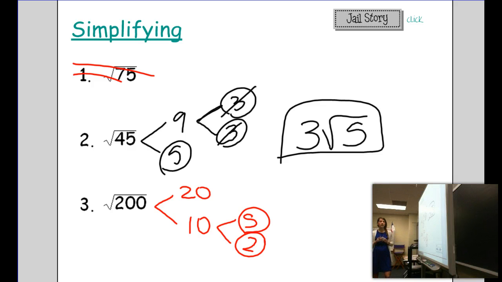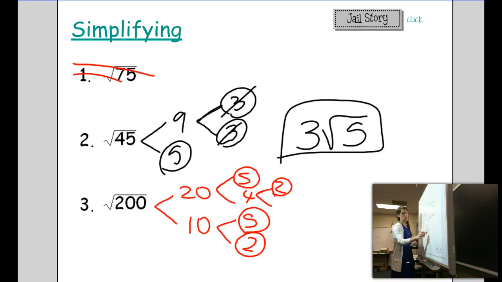Lewis C., what numbers multiply to get 20? Perfect. It's one way to do it. You could have said 10 and 2. 5 and 4. 2 and 2. Do you understand that your tree might look different? You might have chosen different numbers, different products, but you're going to end up with the same answer.